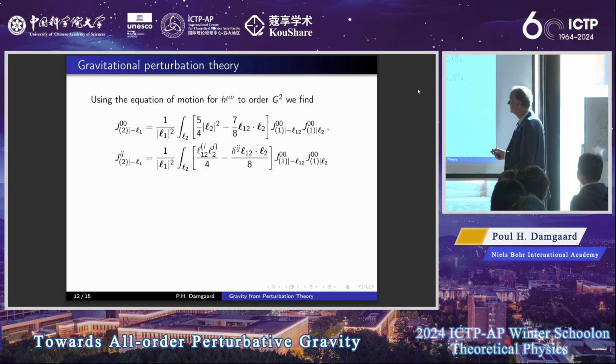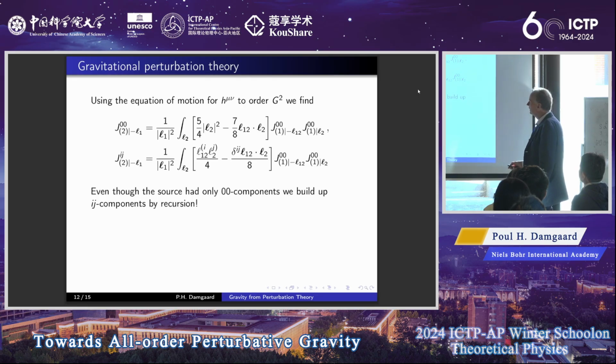That was all we had. But we actually now also generate Jij currents. And you see, even though we started out with 0 components here, the equations of motion fill in the indices. So they give us the kernel, you can say, that should be put into that convolution. And indeed, the Jij we build up by recursion. We build it from J00. So even though we started with a static source, it will have Jij components also.